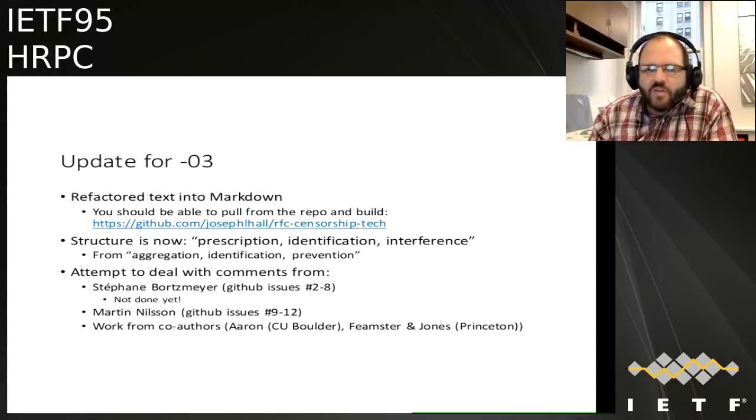I dealt with a lot of comments from Stefan, and I'm not done yet with Stefan's comments. He's prolific and has a lot of really good advice. I also dealt with Martin Nilsson's comments. You can see those in GitHub issues and the pull requests that were implemented to make that work. And we have a couple more co-authors now. Nick Feamster, who's now at Princeton, and his student Ben Jones are co-authors along with Michael Aaron. Next slide.